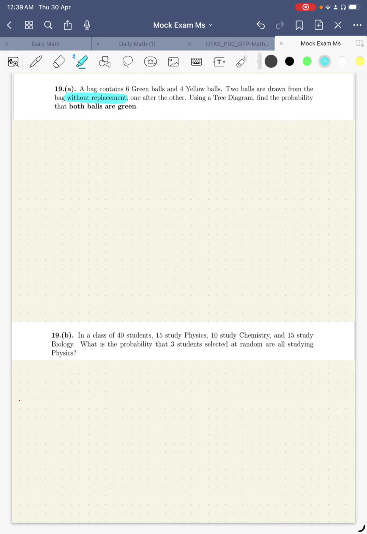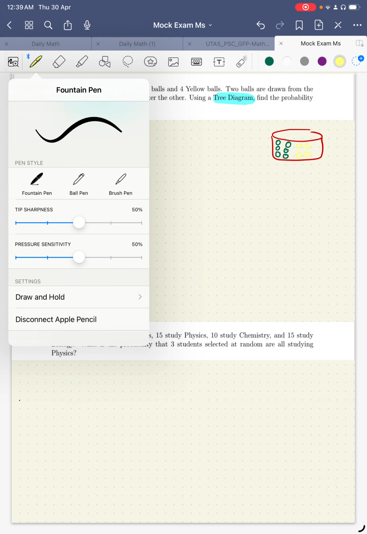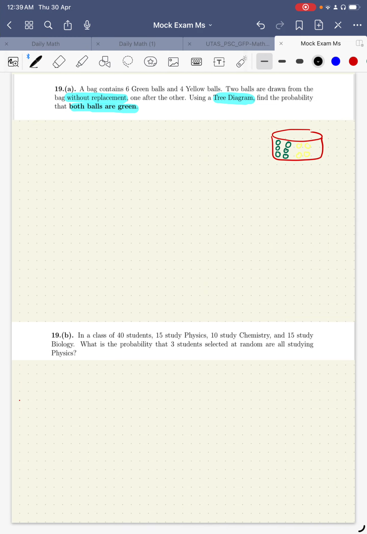One after the other, using a tree diagram. So they want me to use a tree diagram to find the probability that both balls are green. So let's think about the scenario here. I have a bag like that, and inside that bag I have 6 green balls, and also I have 4 yellow balls. So what is the total number of balls I have? كم مجموع كل البولز? 10 balls. عندي 10 كور داخل الباج.